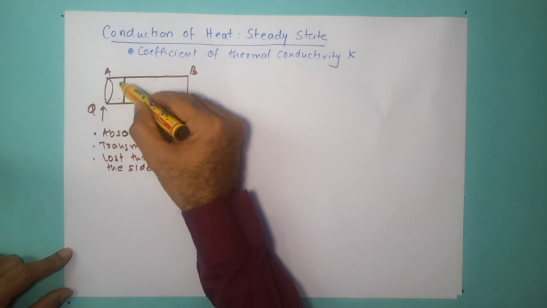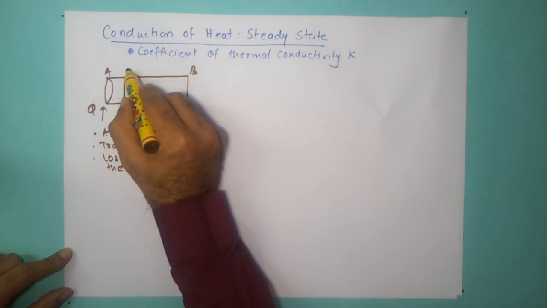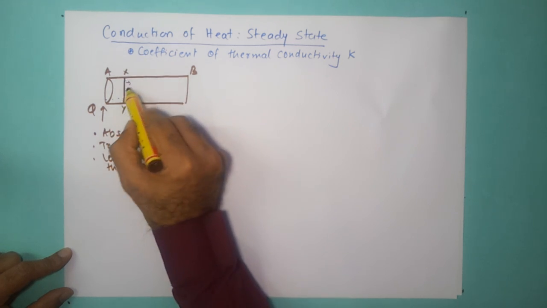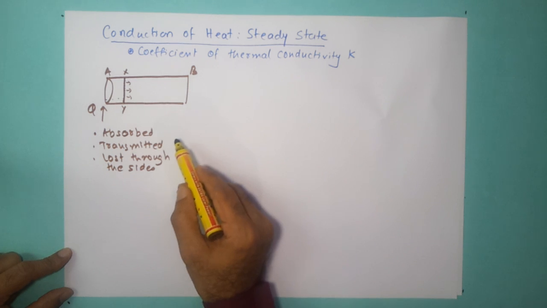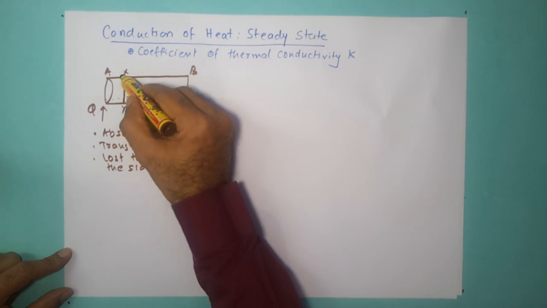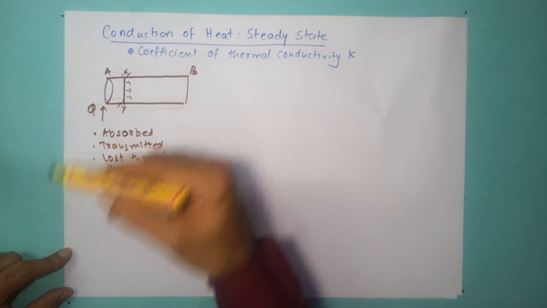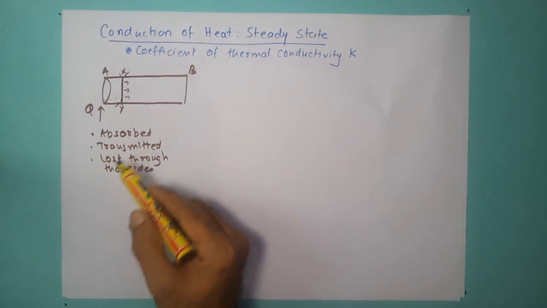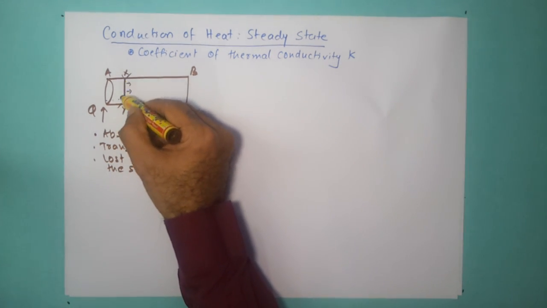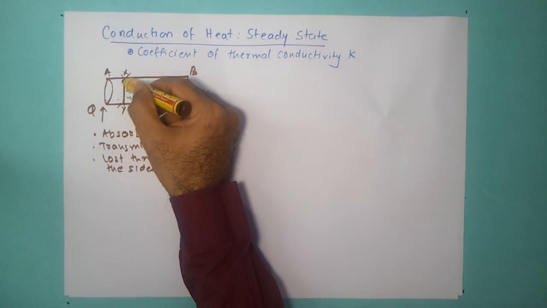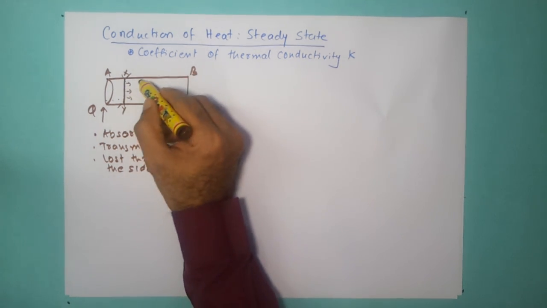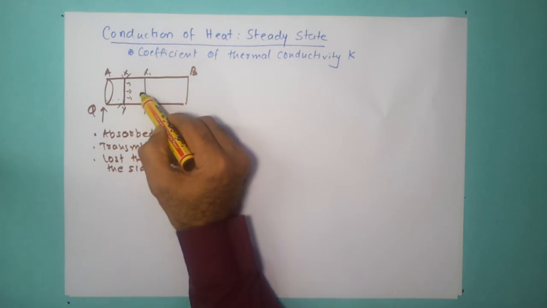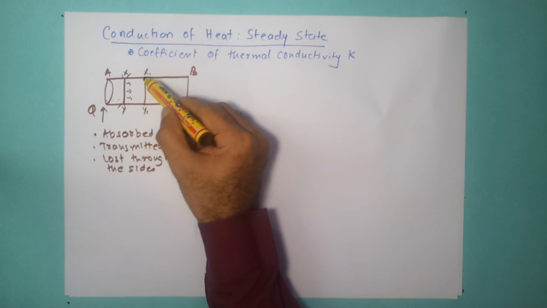Heat has reached this particular surface, so some amount of heat will be absorbed by it. Let us call this cross section XY. The XY will absorb some amount of heat, some of the heat will be transmitted to the next cross section, X1, Y1 probably, and some amount of heat will be lost through the sides or from the periphery of the rod. So these three things happen, and therefore the temperature of this surface is not constant. Similarly, the same thing happens over here. Let us call this cross section X1, Y1. It will absorb some amount of heat, transmit some amount of heat, and lose some heat through the sides.